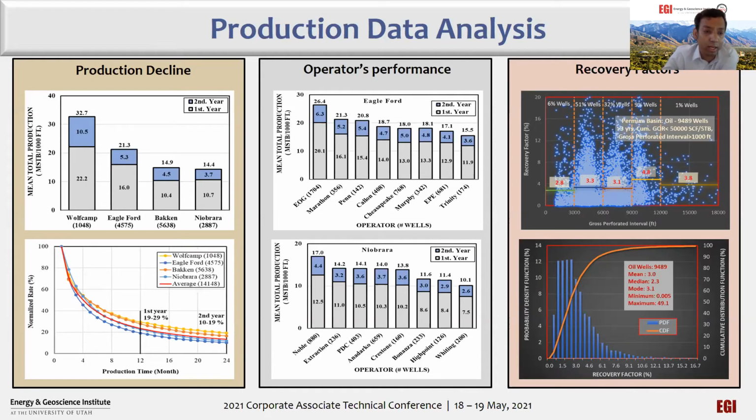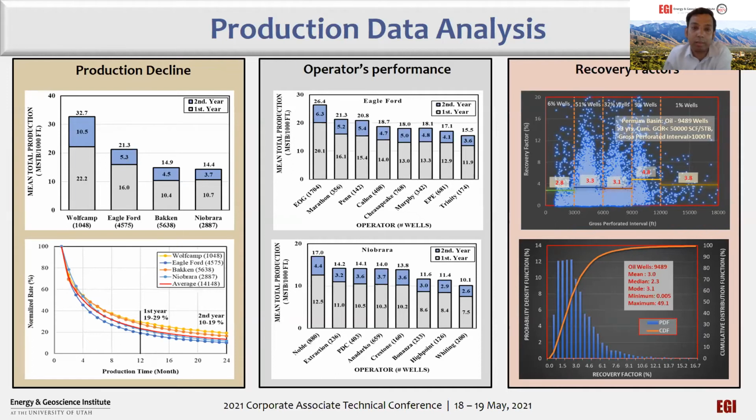And on the bottom side, you can see the normalized rate. In the normalized rate, in all four major formations, production declines almost 70 to 80%. So it is now 20 to 30% of the first month's production after 1 year. And after the second year, it is only 10 to 20%. You can see that it is a significant drop in the rate.